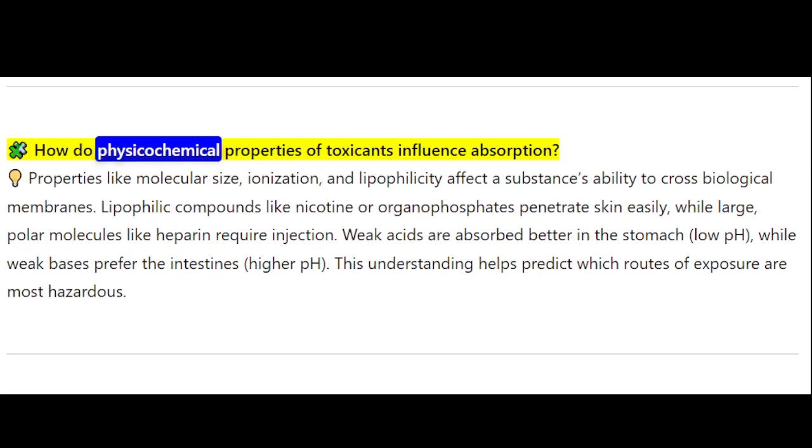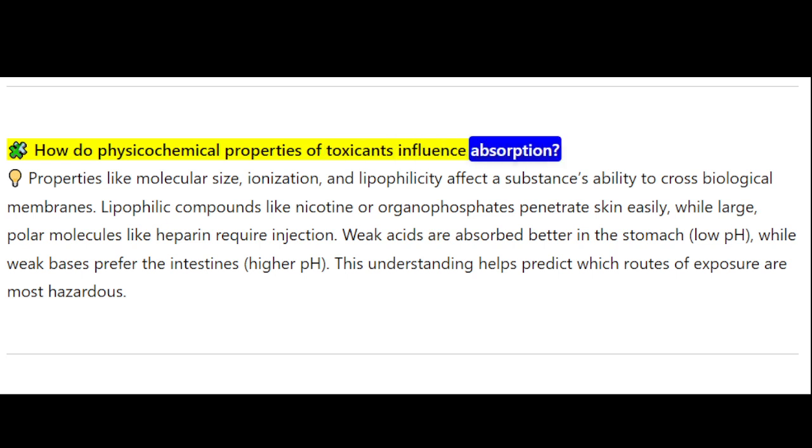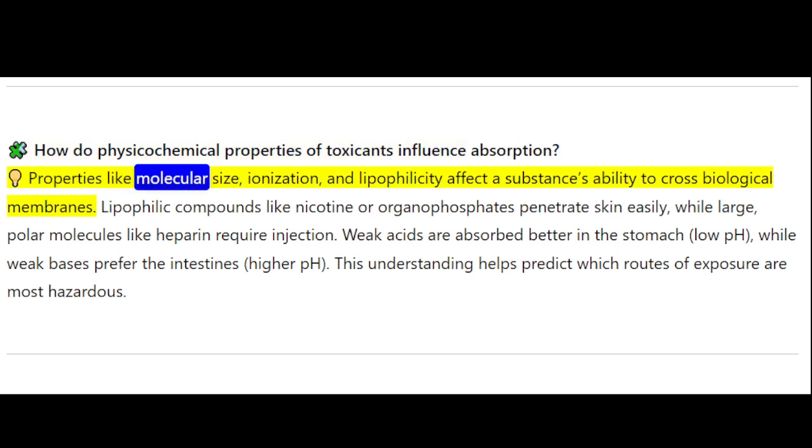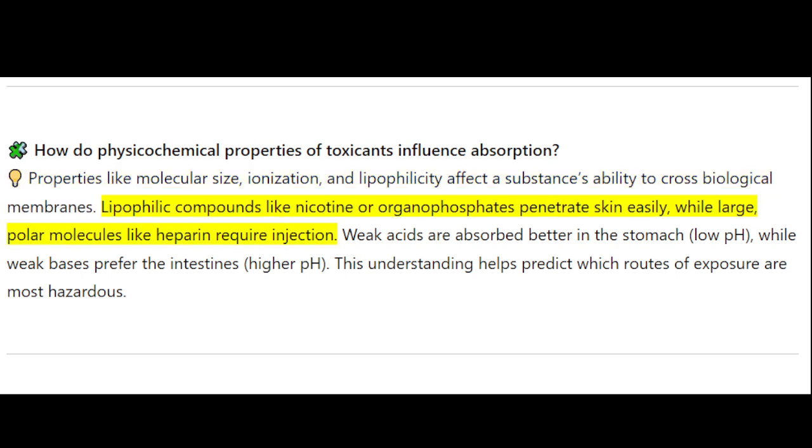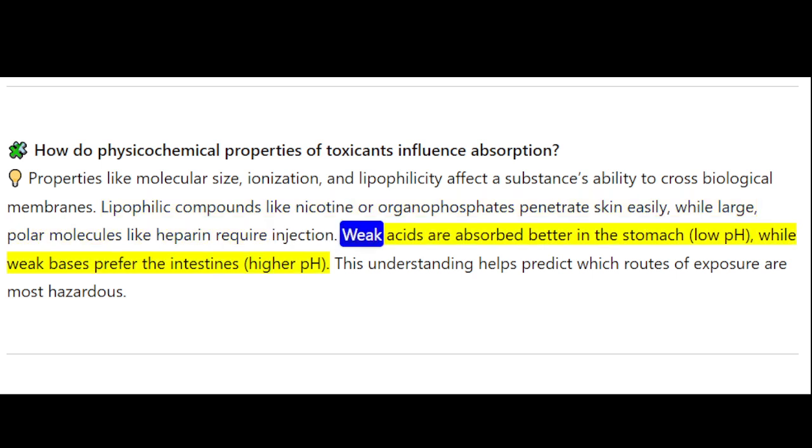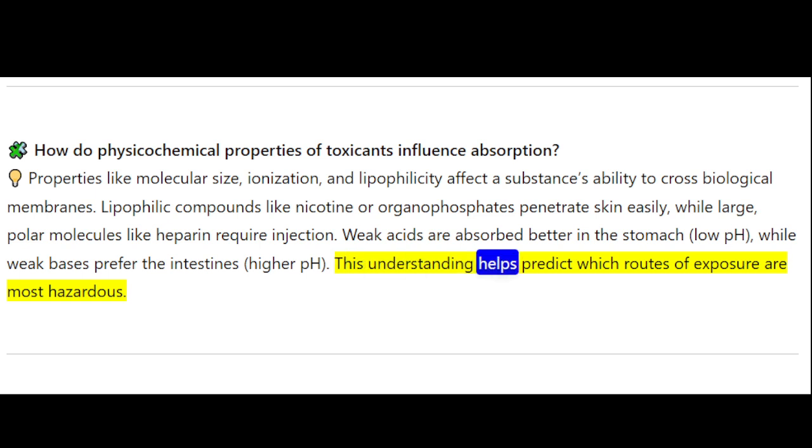How do physicochemical properties of toxicants influence absorption? Properties like molecular size, ionization, and lipophilicity affect a substance's ability to cross biological membranes. Lipophilic compounds like nicotine or organophosphates penetrate skin easily, while large, polar molecules like heparin require injection. Weak acids are absorbed better in the stomach, low pH, while weak bases prefer the intestines, higher pH. This understanding helps predict which routes of exposure are most hazardous.